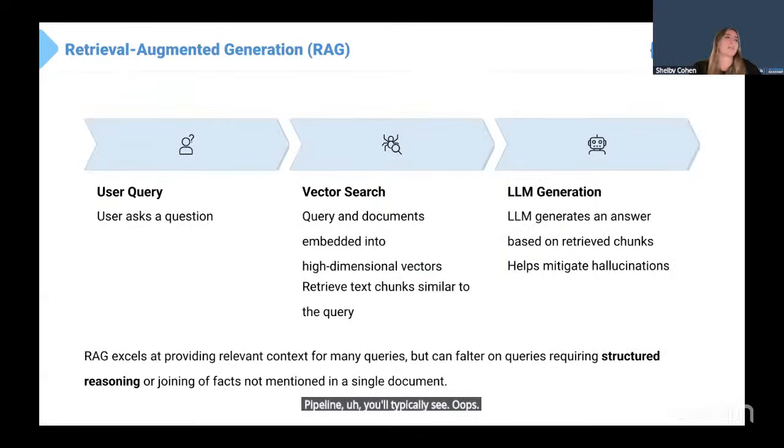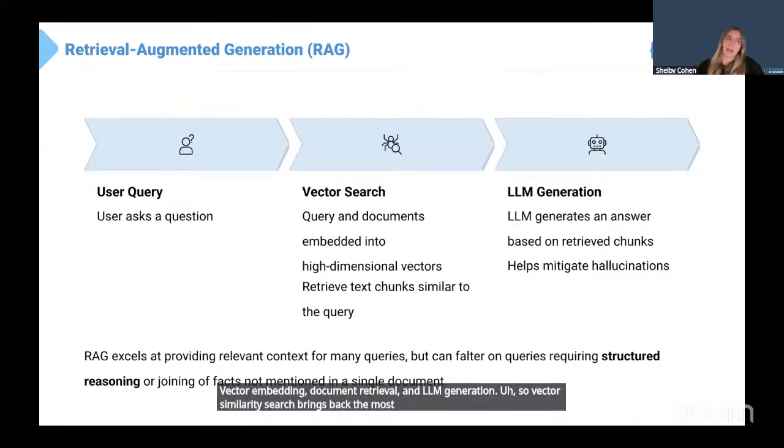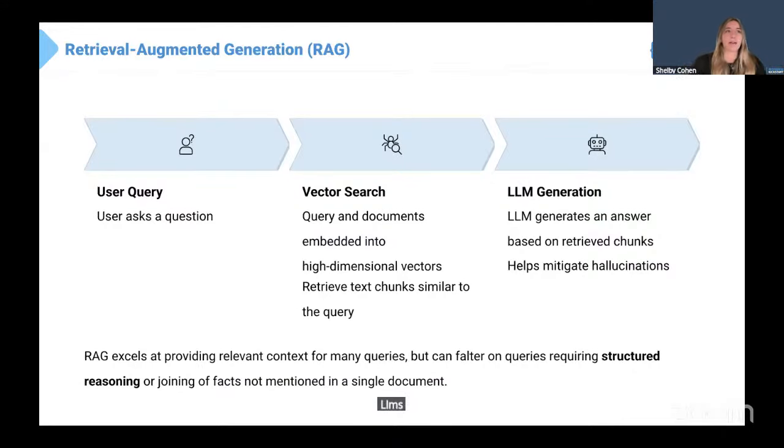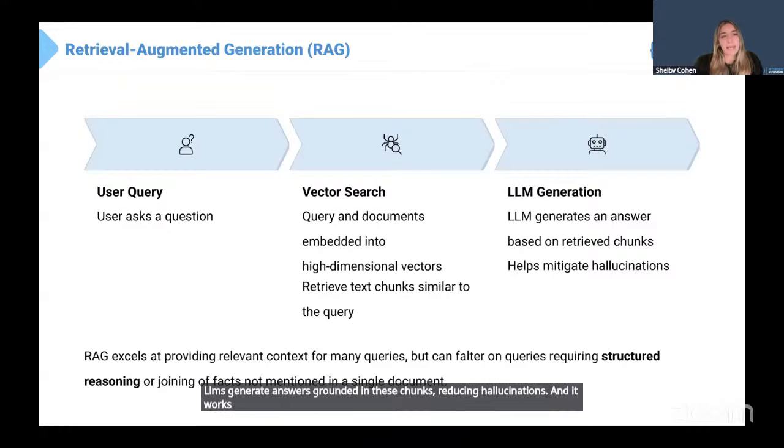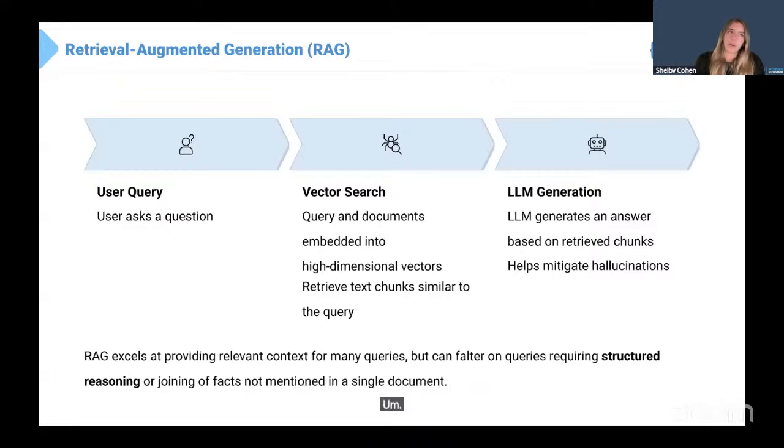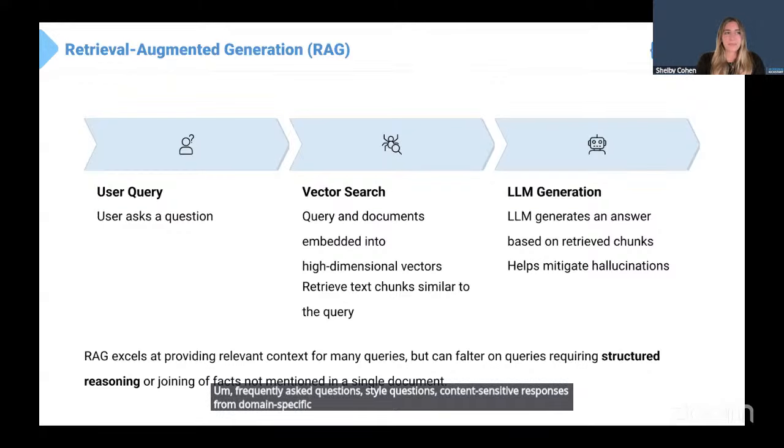You'll typically see user query, vector embedding, document retrieval, and LLM generation. So vector similarity search brings back the most semantically relevant text chunks. LLMs generate answers grounded in these chunks, reducing hallucinations. And it works well for many cases: frequently asked questions, style questions, context-sensitive responses from domain-specific corpus.